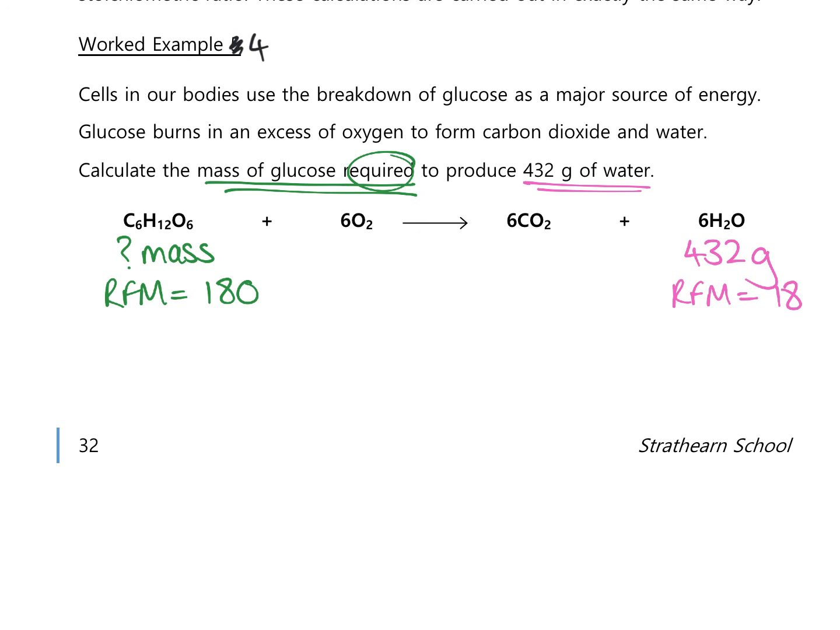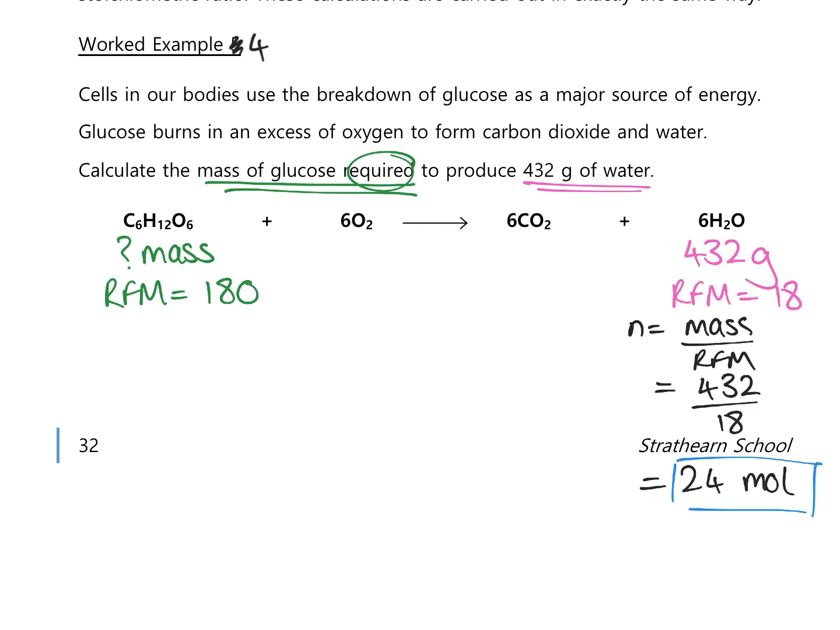Okay, so this time it's a bit different. I'm starting over on the right-hand side because that's what I've been given the mass of. So that's n equals mass over RFM. So the mass is 432 divided by your RFM. And that should come out as 24 moles if you're doing this in your calculator along with me. Okay, that is the number of moles I will then transfer. I want to produce 24 moles of water, so how many moles of glucose do I need?